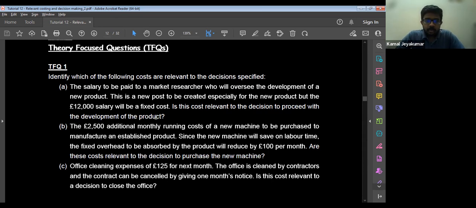Right? So there are two types of costs that we are talking about here. The 2,500 additional monthly running costs and saving of 100 pounds per month, fixed overheads to be absorbed by the product. Right? Can you guys quickly put on the chat whether these two costs are relevant? For scenario B, what's the relevant cost? What's the total relevant cost for scenario B?